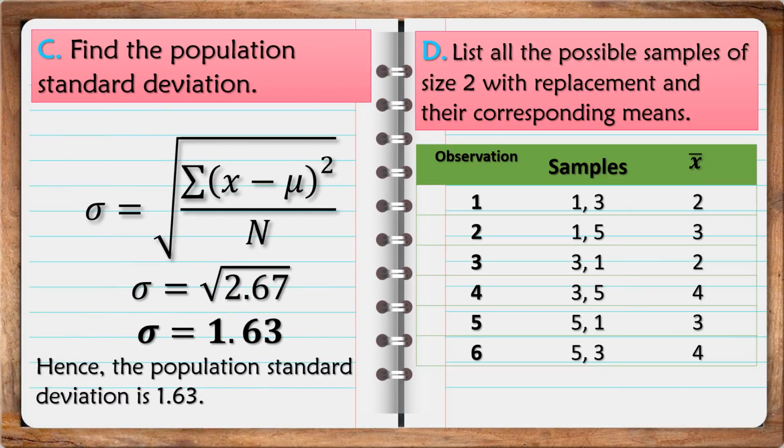Find the population standard deviation. By direct substitution, a while ago we have 2.67. The square root of 2.67 is 1.63. Therefore, the population standard deviation is 1.63. List all the possible samples of size 2 without replacement and their corresponding means. Same as what we did earlier, 1 plus 3 is 4, divided by 2, that is 2. That will be the sample's corresponding mean. And so on.